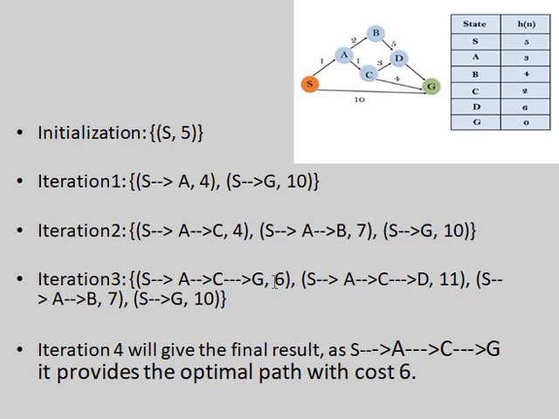From this you can find the minimum f(n) value. So we have 4 values: 6, 11, 7 and 10. The minimum is 6. So iteration 4 will give the final result as S to A to C to G. It provides the optimal path. This is your optimal path with the cost 6. So this is how this algorithm works.